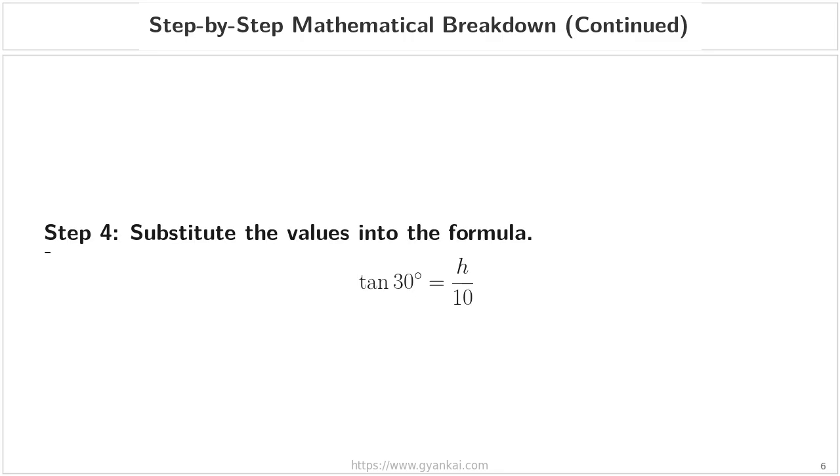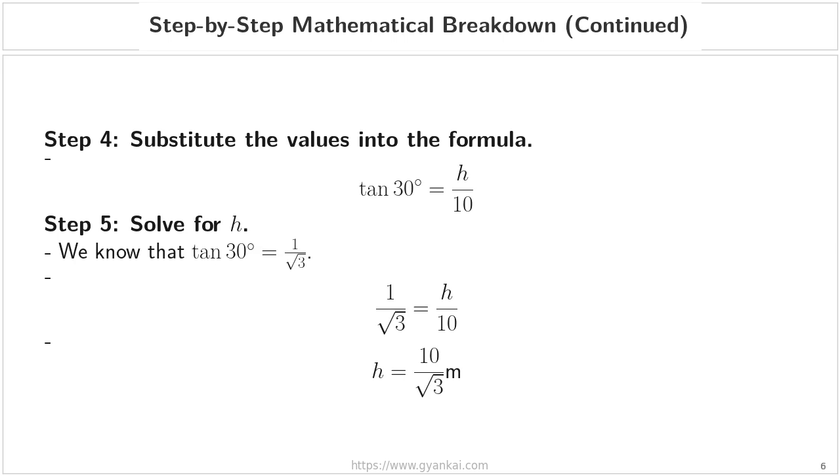Step-by-step mathematical breakdown continued. Step 4 is simply a matter of substitution. We take the values we identified in the previous slide, our angle of 30 degrees and our adjacent distance of 10 meters, and plug them directly into our formula. This gives us tangent of 30 degrees equals h over 10. Next, we move to step 5, where we solve for h.